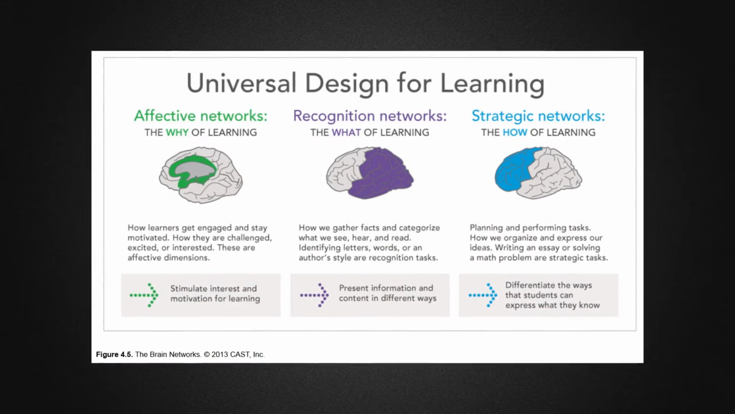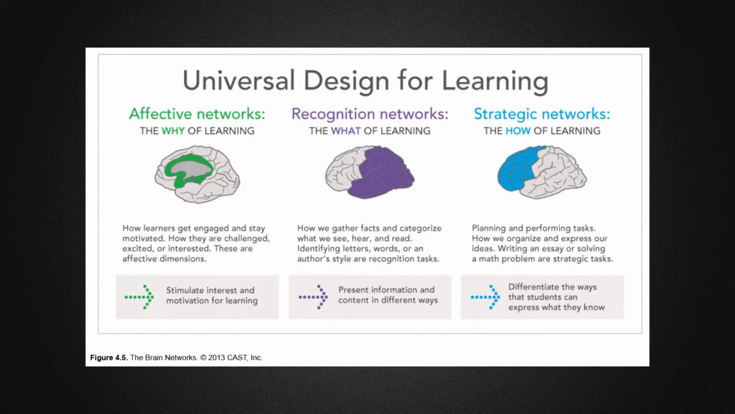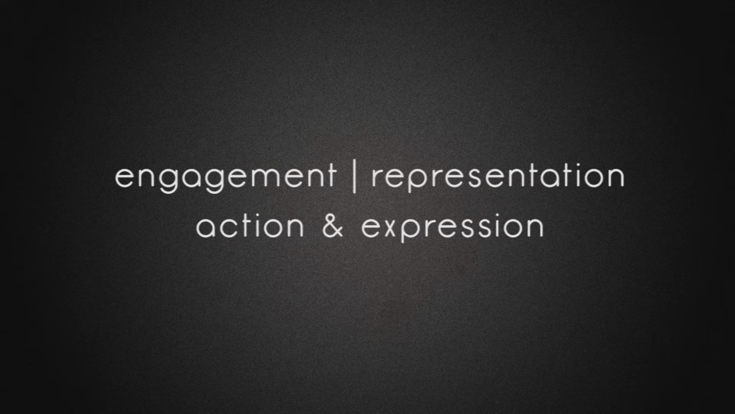The UDL framework is based on brain research that identifies 3 primary classes of networks for learning: affective networks that monitor the internal and external environment to set priorities, to motivate, and to engage learning and behavior; recognition networks that sense and perceive information in the environment and transform it into usable knowledge; and strategic networks that plan, organize, and initiate purposeful actions in the environment. The Universal Design for Learning guidelines are drawn from this framework, hence the terms engagement, representation, action, and expression.